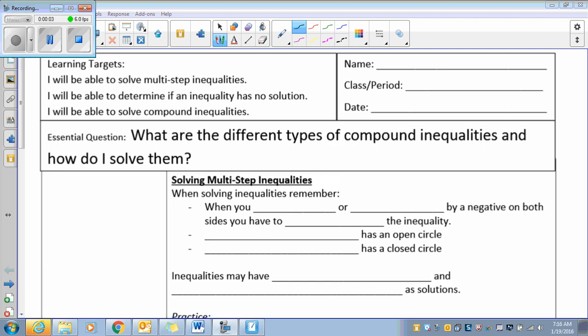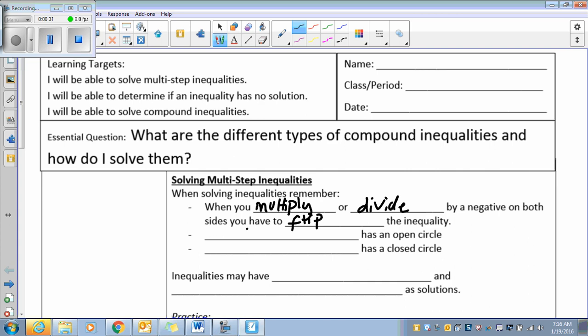Today we are going to learn how to solve compound inequalities. First, we are going to review multi-step inequalities, though. So, first, when we're dealing with inequalities, remember that when you multiply or divide by a negative on both sides of the inequality, you have to flip the inequality symbol.